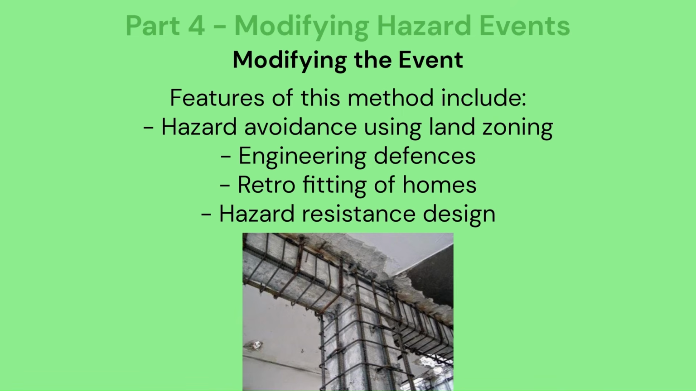Modifying the event. Features of this method include hazard avoidance using land zoning, engineering defenses, retrofitting of homes, hazard resistance design. The image below shows retrofitting. Retrofitting is the process of modifying existing buildings or systems to add new features or technology. It can be done for a variety of reasons, including to make a building more energy efficient, safer, or sustainable. Retrofitting can make a building safer by adding bracing to stiffen walls, reinforcing pillars, and installing shutters on windows.